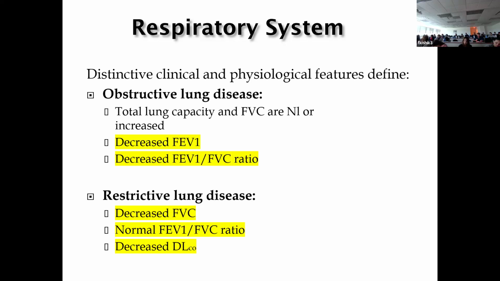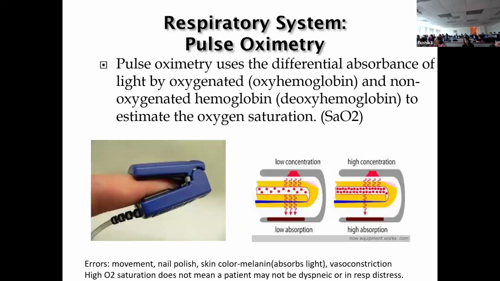Restrictive lung disease, you have a decreased forced vital capacity because your lungs are smaller and you're not using it as much. But your FEV1 FVC ratio is normal, right? It's a ratio, the proportion of how much you breathed in versus how fast you breathed out. If you breathed in a small amount, but you breathed out quickly, that's okay to a degree. And you have decreased DLCO.